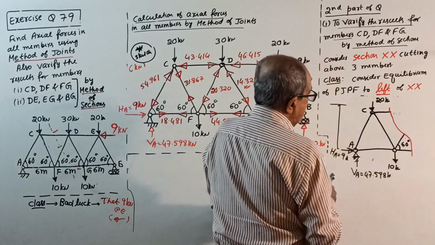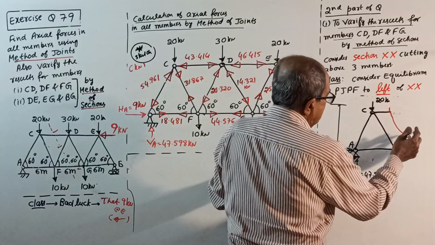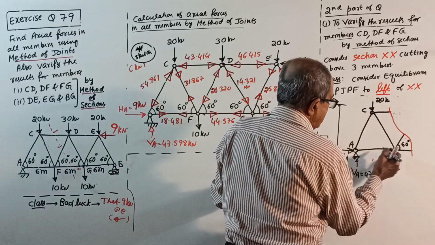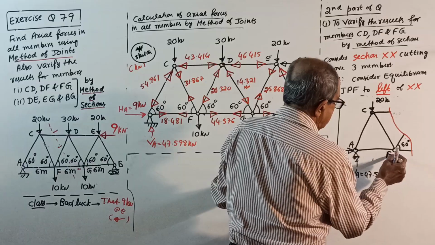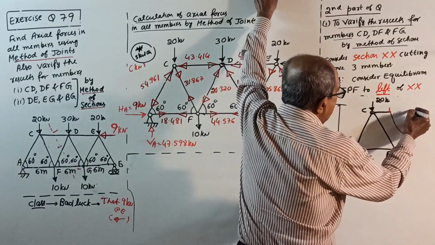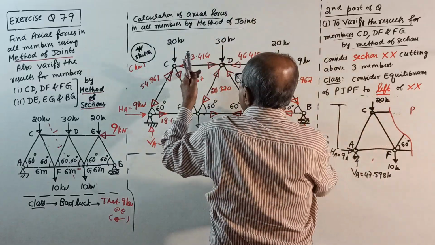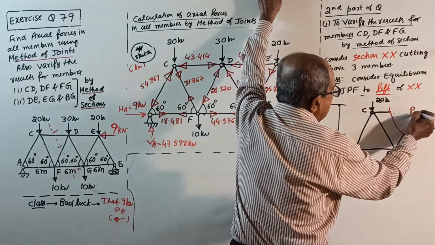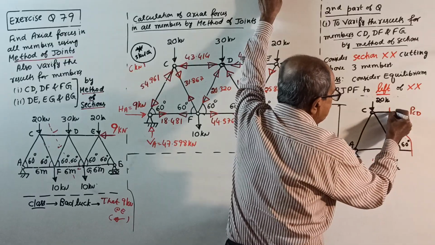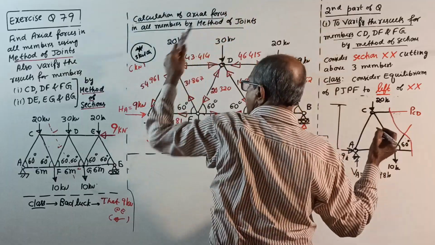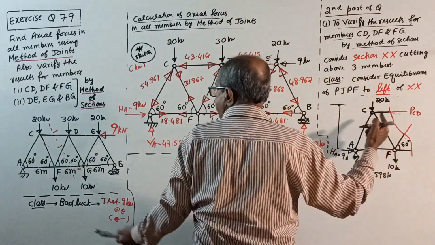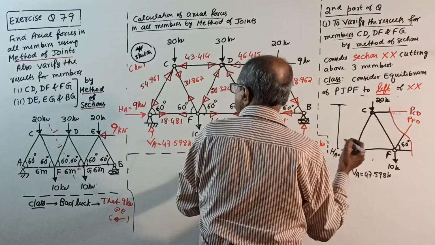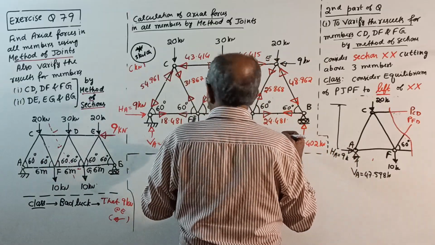Okay, see this way. Now this joint is which joint? F. Okay, I write F joint. See, this force is force in which one? We are cutting like this. See, axial force for CD. This is this force CD. This force from here is PFD. The other one is PFG.